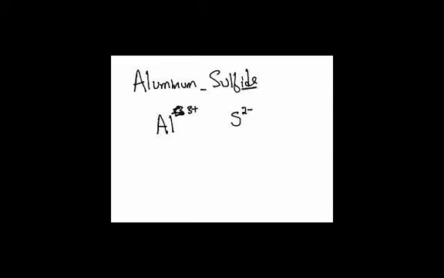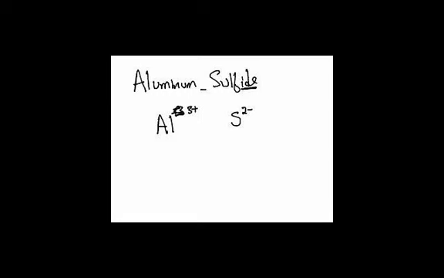Now, it ends in an I. Since it ends in an I, it's just the element with its charge. There are a few exceptions to that, for example, cyanide and hydroxide. But if it ends in an I, nitride, sulfide, phosphide, oxide, fluoride, bromide, iodide, then it's just the element with whatever charge is appropriate based upon the periodic table.